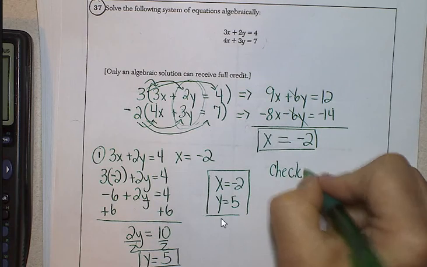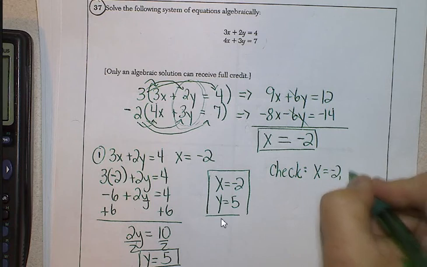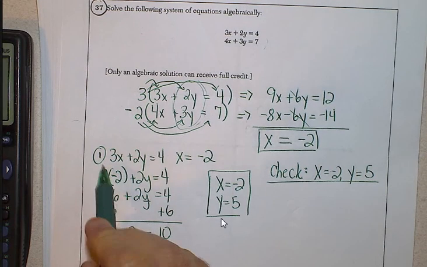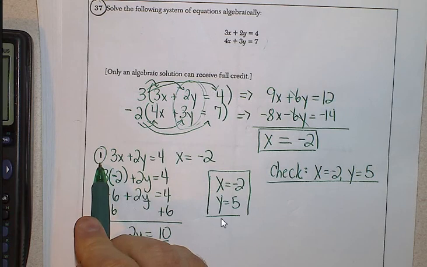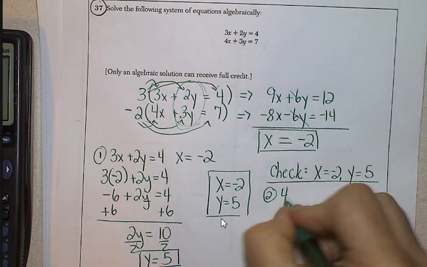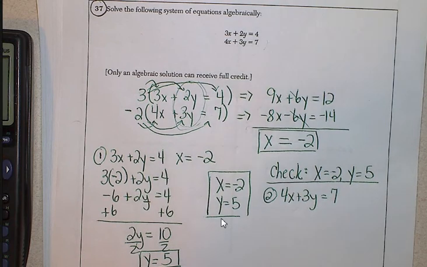Check. Well, I want to check what? X equals negative 2 and y equals 5. And if you remember the way we did this in class, check to see whatever the last equation you used was, which was 1. So I just really have to check it in equation 2, which is that 4x plus 3y is equal to 7.